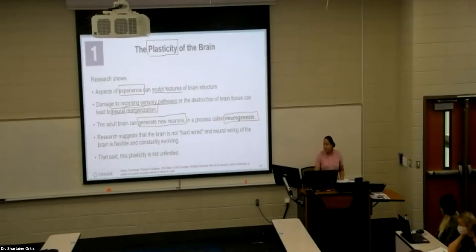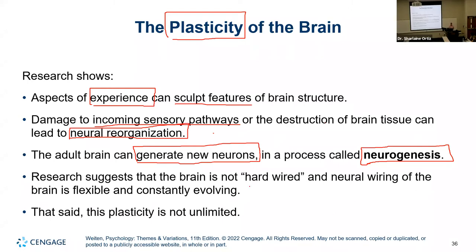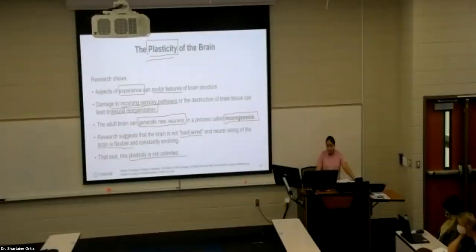We used to believe that our brain was hardwired, that once it's there, it's there. So if it's damaged, it is lost. But on the contrary, our brain is flexible, has plasticity. However, there's only so much damage you can do. There's only so much damage that can be addressed.